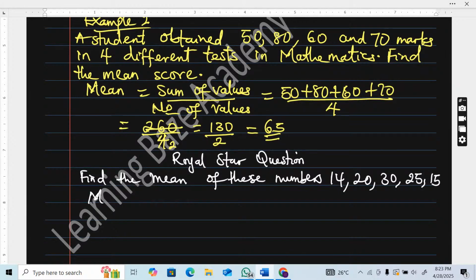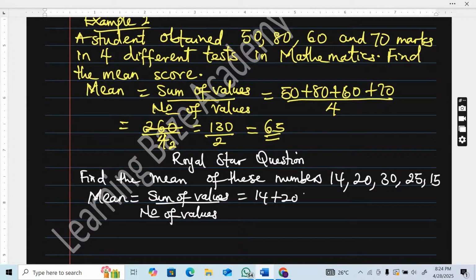The formula for calculating mean is equal to sum of values divided by number of values. So that will be 14 plus 20 plus 30 plus 25 plus 15 divided by 5, because we have 5 numbers here. So when you add everything together, the answer is 104. So that will be 104 divided by 5. 5 goes into 100, that will give us 20. Or 5 goes into 104, we have 20, remainder 4.